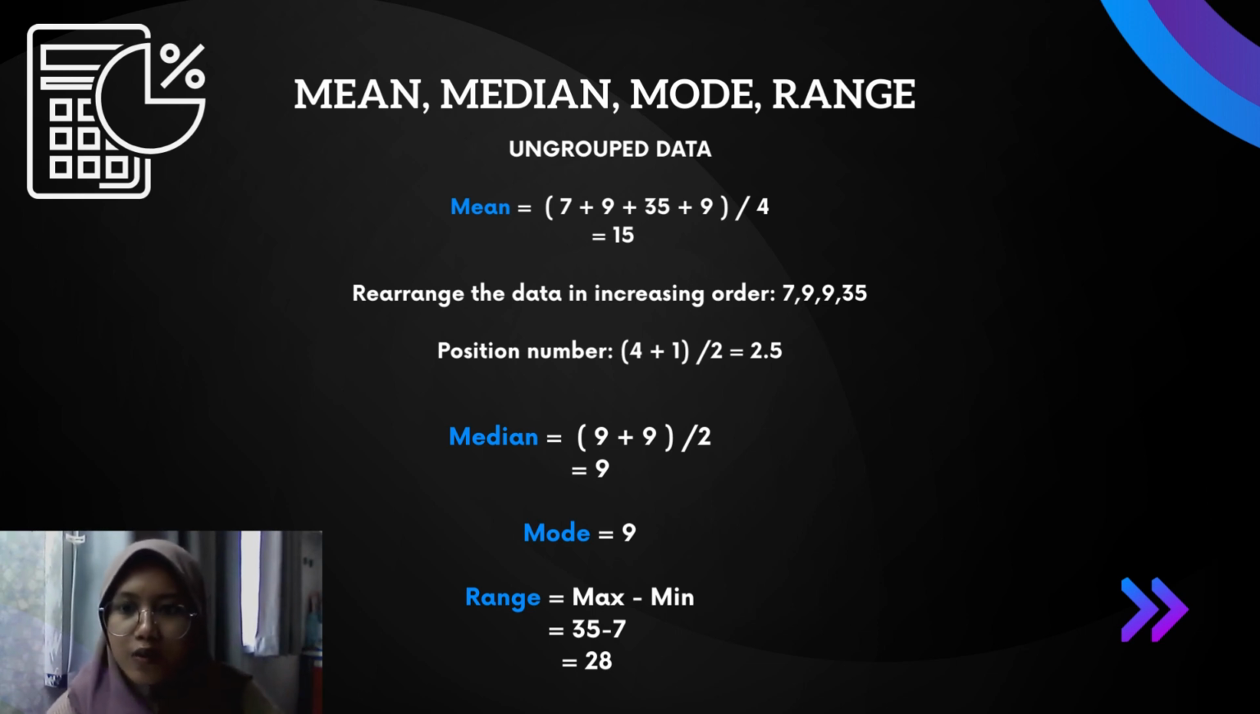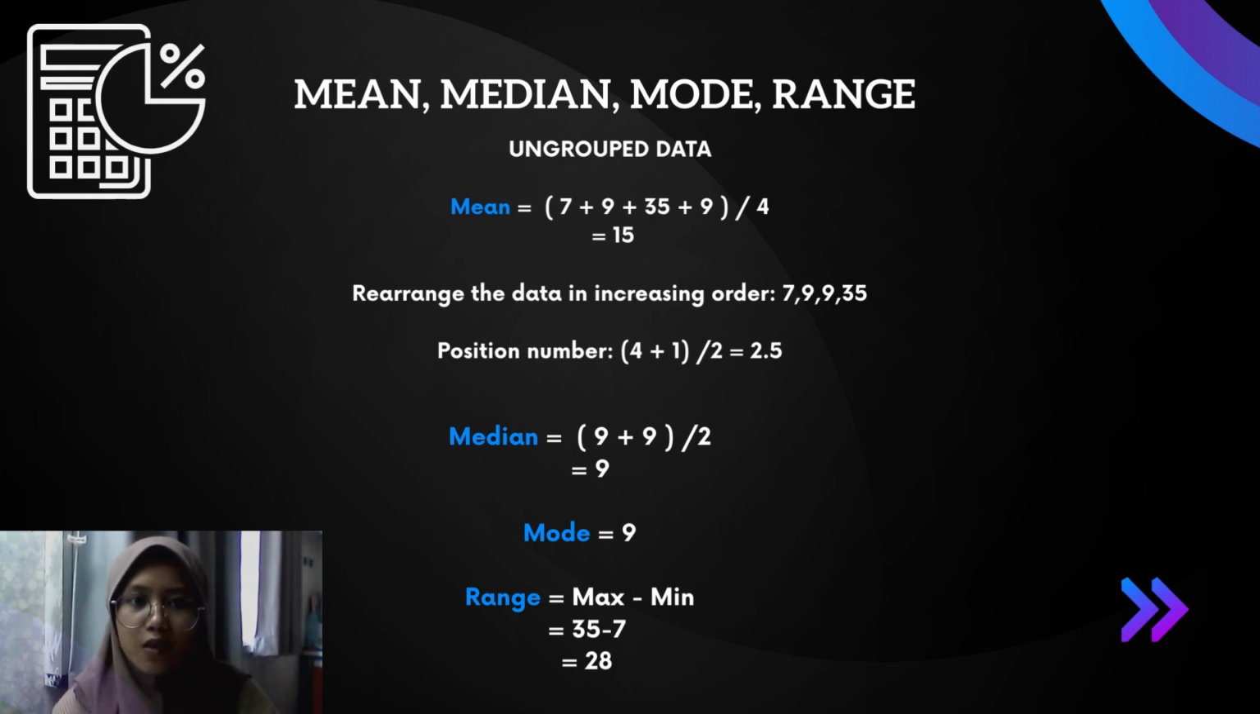In this question, the position number of the median is 2.5, which means the position is between 2 and 3. Then we sum 9 and 9 and divide by 2, and we get the median is 9. Third, we calculate the mode. To calculate the mode, we choose the value with the highest frequency. For question number 1, the mode is 9.